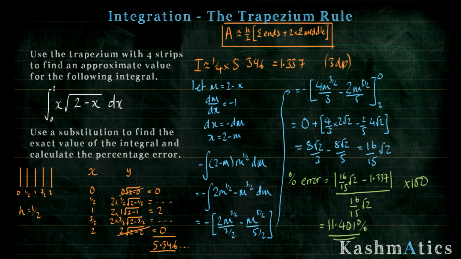Now, as you can see, that's quite a significant difference. Okay, we're quite a long way off. So if the question did ask, how can you improve your answer, you'd say by using smaller strips. Okay, and that is always going to be the answer to that question. And that's the trapezium rule done.